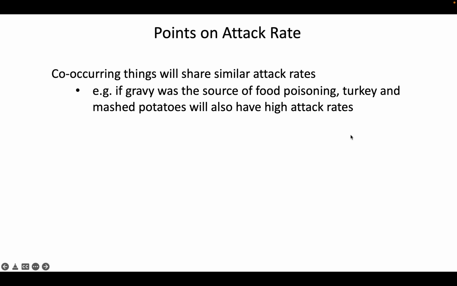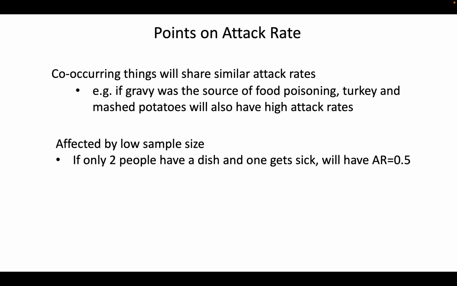You'll notice that if potatoes were the problem, why were some of the other attack rates above 50%? The main reason for this is that a lot of dishes co-occur together. The example I gave here is if gravy was the issue, then all of the different things at the dinner that you put gravy on, like potatoes and turkey, are all going to have a pretty high attack rate, even though the only one that's the actual problem is the gravy. So that's something you'll need to think through when you see that a few things have similar attack rates. You need to think of the possibility that they might not all be a source.